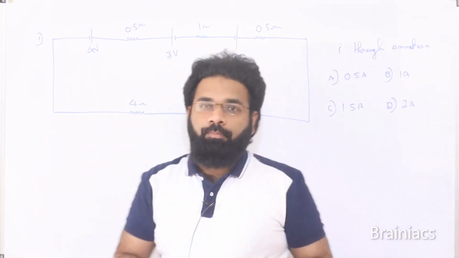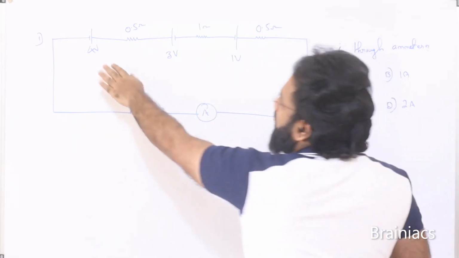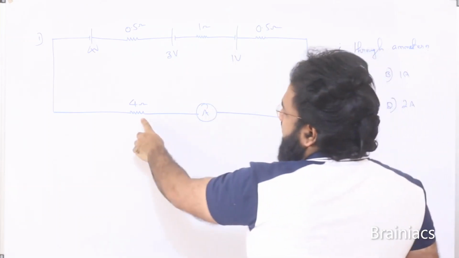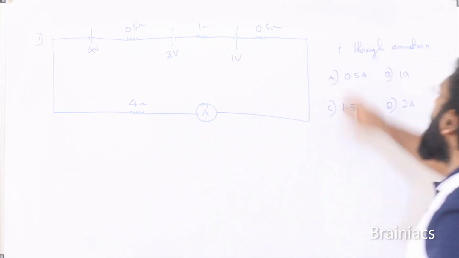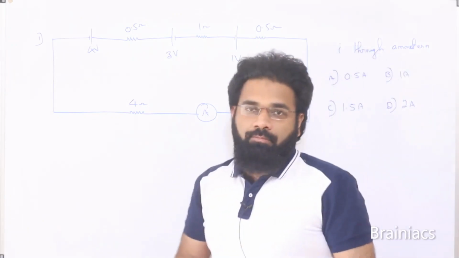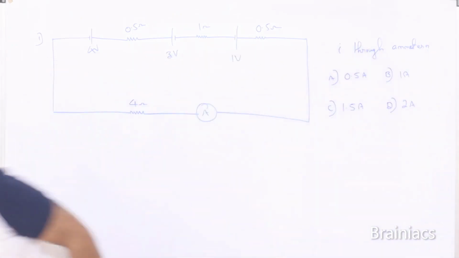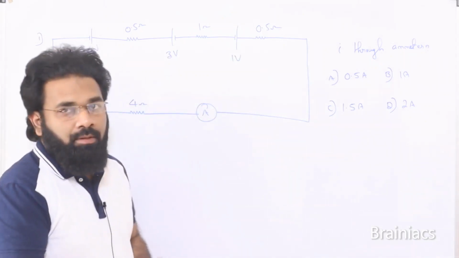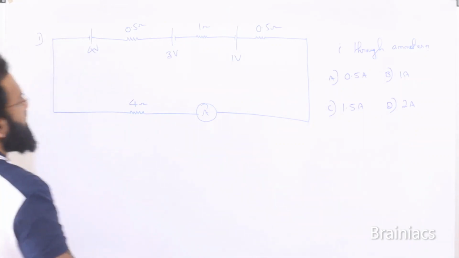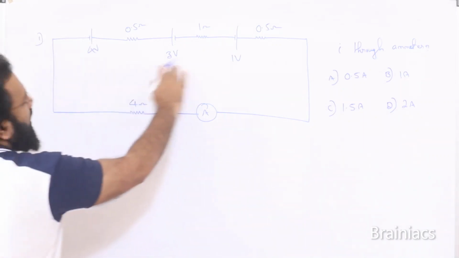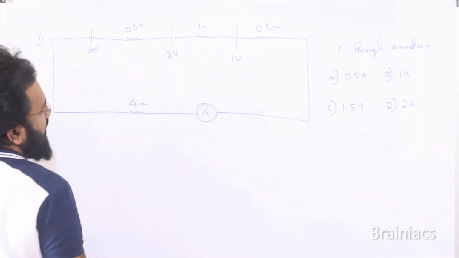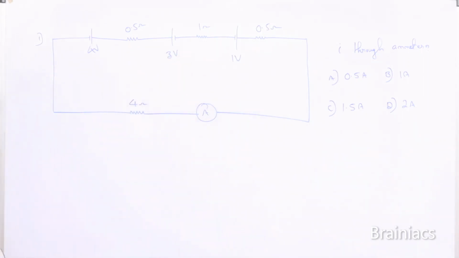Take this question: 4 volt, 3 volt, 1 volt, and their internal resistances are given. One external resistance is also given. What is the current through the ammeter? We can solve this problem in various methods. One method is just taking the effective EMF and effective resistance, drawing a new circuit, then solving it.